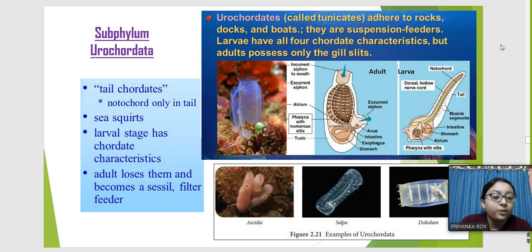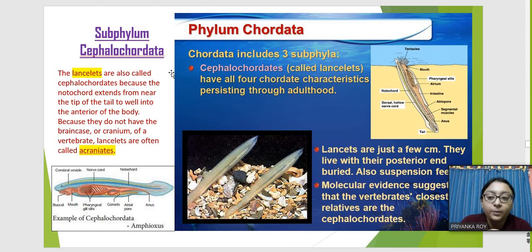Next is the cephalochordate. Like the name suggests, the cephalochordates have the notochord present from the head to the tail, like this. The notochord is continuous from the head to the tail. Cephalo means head, and chord comes from notochord. So this phylum has the organisms which are known as lancelets.